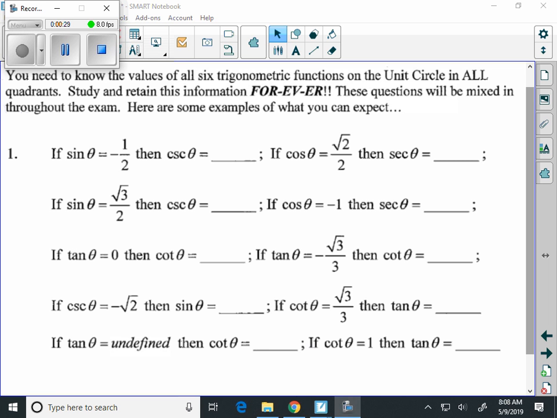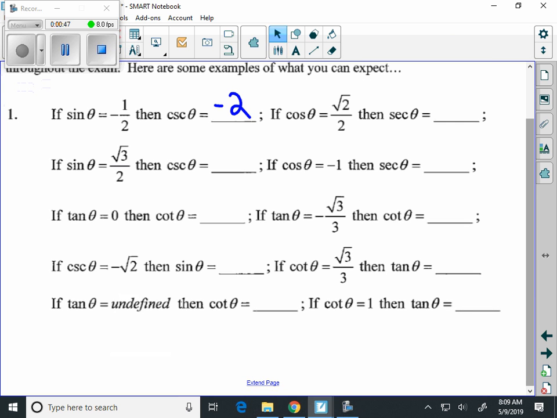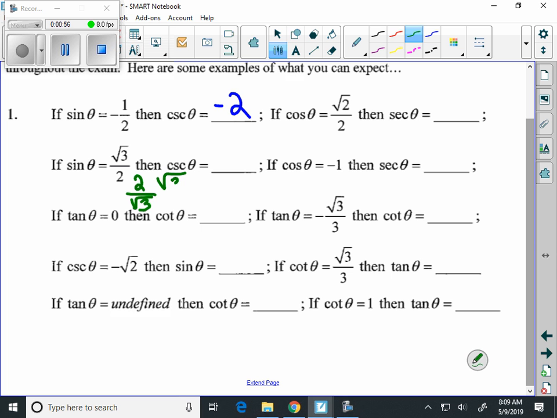So it says if sine of theta equals -1/2, then the cosecant of theta, or remember, cosecant is the reciprocal of sine, so this is -2. If sine of theta equals the square root of 3 over 2, then the cosecant is going to be the reciprocal of that, which is 2 over the square root of 3. And then remember, we don't want to have a radical in the denominator, so we'll rationalize that by multiplying by the square root of 3 over the square root of 3. And when we do that, we end up with 2 square root of 3 over 3.